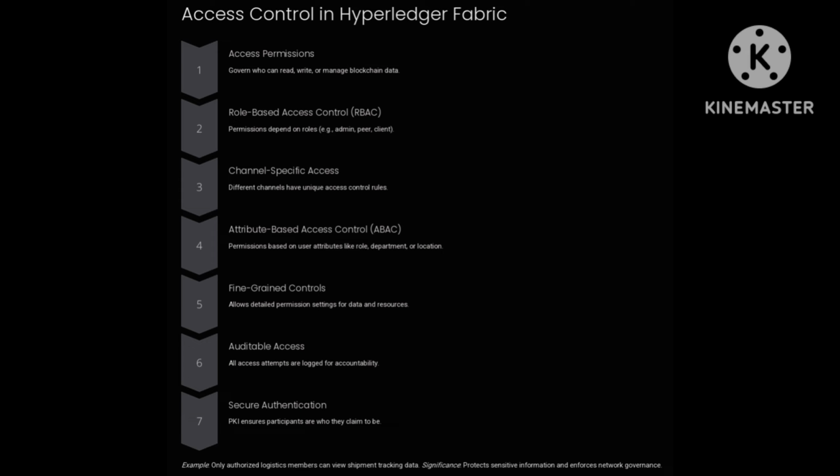Channel-specific access allows unique access rules for different channels. Fine-grained controls offer detailed permission settings for resources. Auditable access logs all access attempts for accountability. Example and significance. In a healthcare network, only doctors with the right credentials can access patient records. This ensures data privacy and enforces governance.